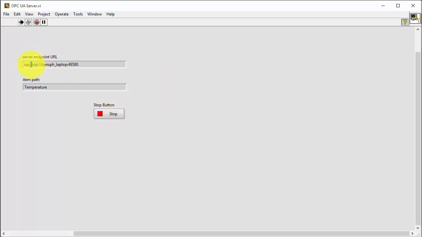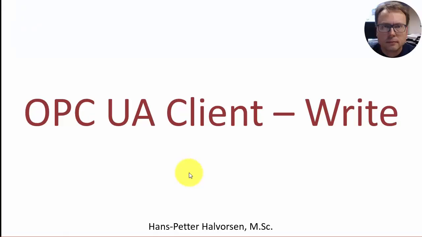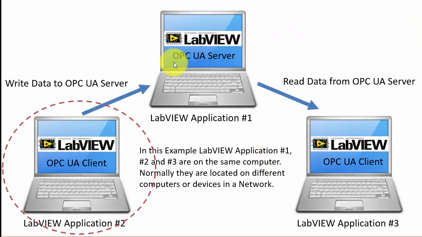So here we have this server URL we need to use when we later are going to create the clients. And here we have the item path, in this case, just temperature. Next, we want to create the OPC UA client in LabVIEW. This client should write to the OPC server we just made. So we recently made this OPC server in LabVIEW, and now we are going to make this application, which is an OPC UA client, which writes data to the OPC server.